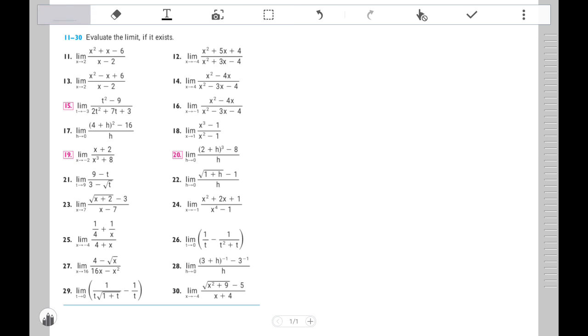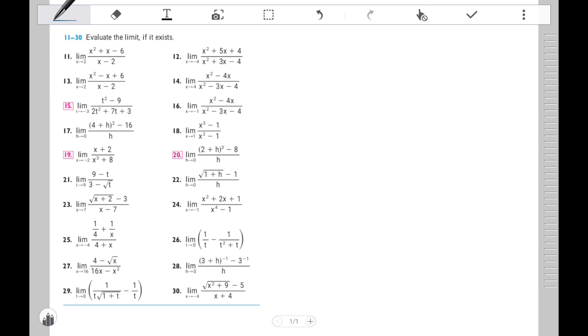Looking at 11, for example, here we have the limit as x goes to 2 of x squared plus x minus 6 all divided by x minus 2. Here we can see if x is 2 on the bottom, we have 2 minus 2, which is 0. We have the top divided by 0. Here we have a math error. This equation is undefined at that point.